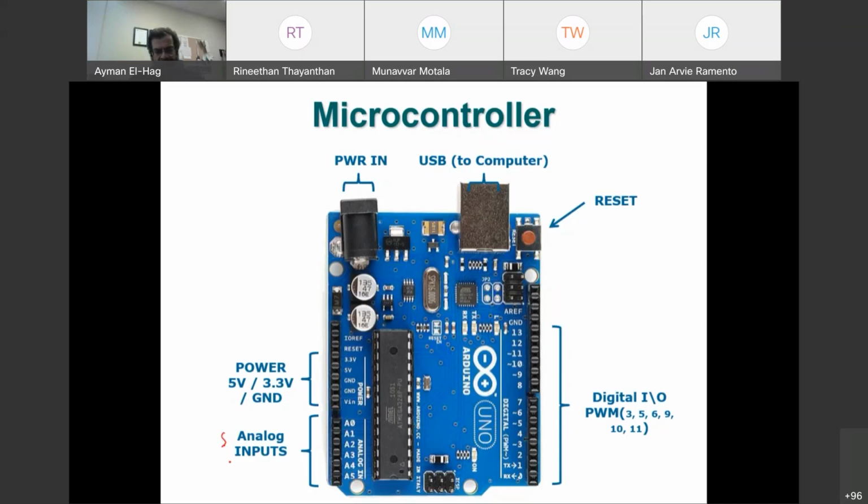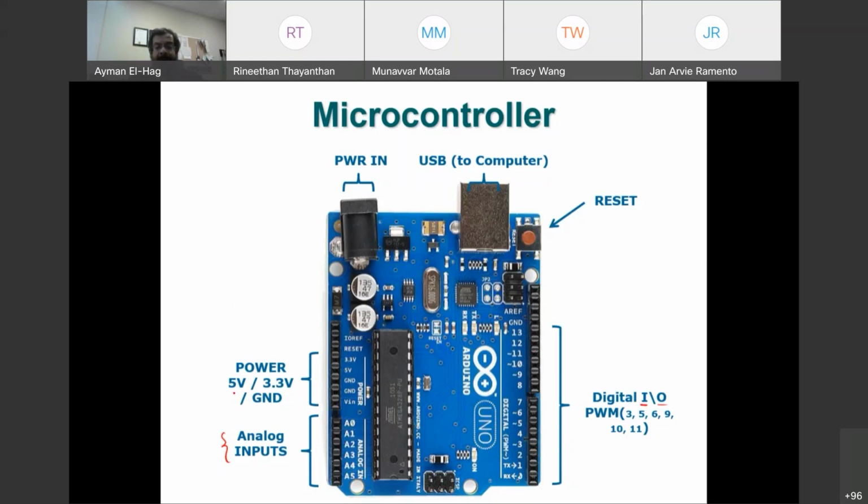This is what I just talked about. It has from A0 to A5, so it has 6 analog inputs. So I can use this card to do up to 6 measurements. And also I will have a range of digital input and output. 13 channels, or 14 channels, can be used to send or receive digital signals.